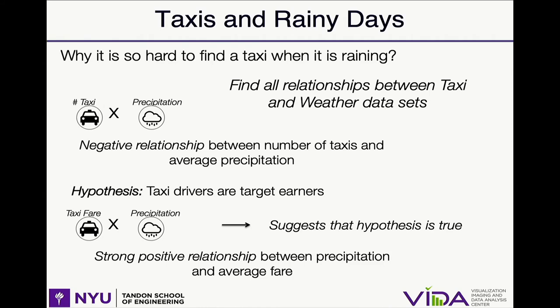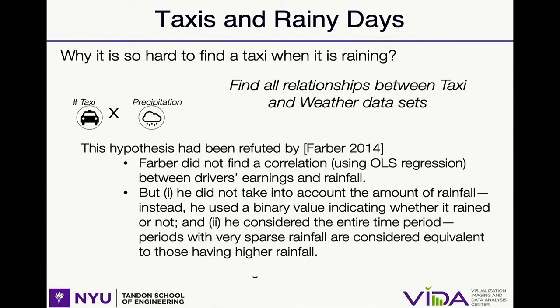What was interesting is that we found a paper from 2014 by Farber that refuted this hypothesis, because he didn't find a correlation between drivers' earnings and rainfall. And there are some reasons why that happened. He didn't look at the amount of rainfall. He considered rainfall as 0-1, a binary variable. And he also considered the entire period, even periods with very sparse rainfall, which were treated as equivalent to the ones with higher rainfall.